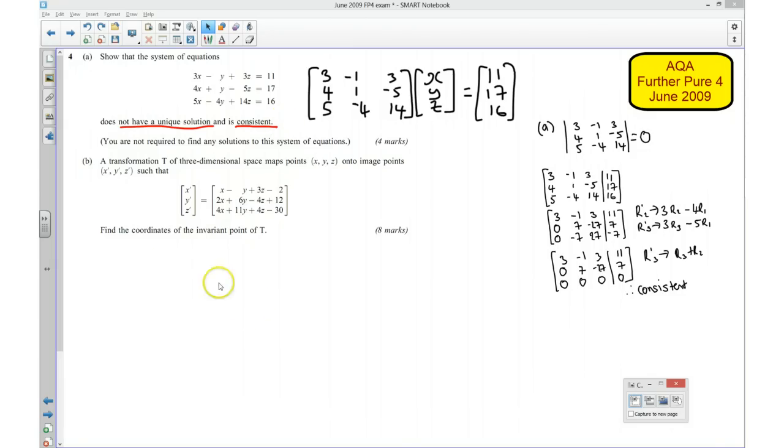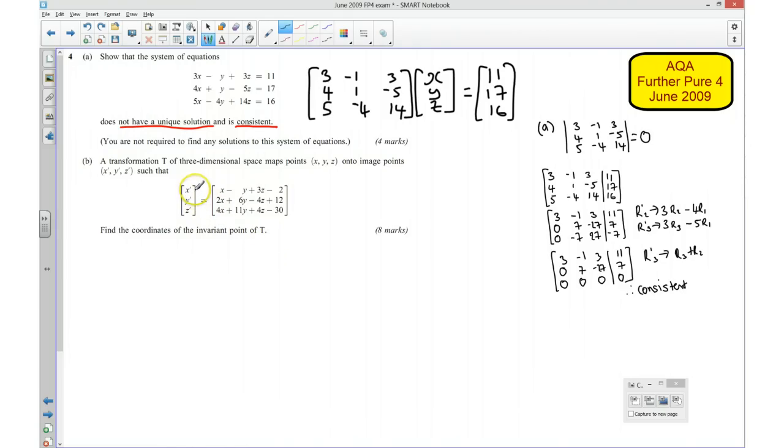So a slightly different scenario here. We've got a transformation of 3-dimensional space that maps points x, y, z onto image points x', y', z', such as this here. And we want to find the coordinates of the invariant points of T, so they're the points that don't change. Okay, so let's just think about what's going on.